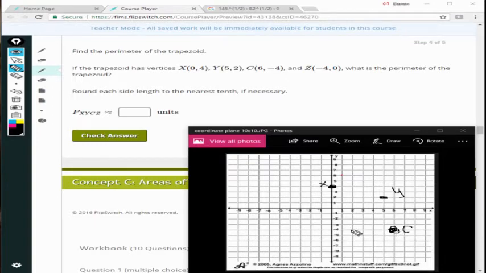Z is at negative 4, 0. Okay, this is looking like a right trapezoid to me. That means I have a right angle. But maybe not. X is at 0, 4, y is at 5, 2, C is at 6, negative 4.